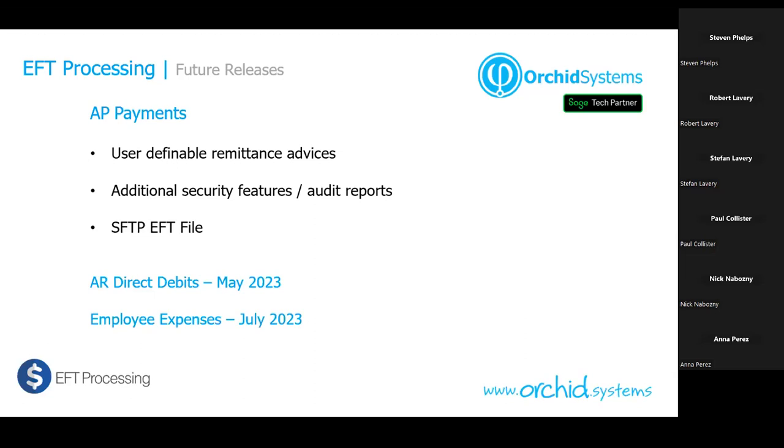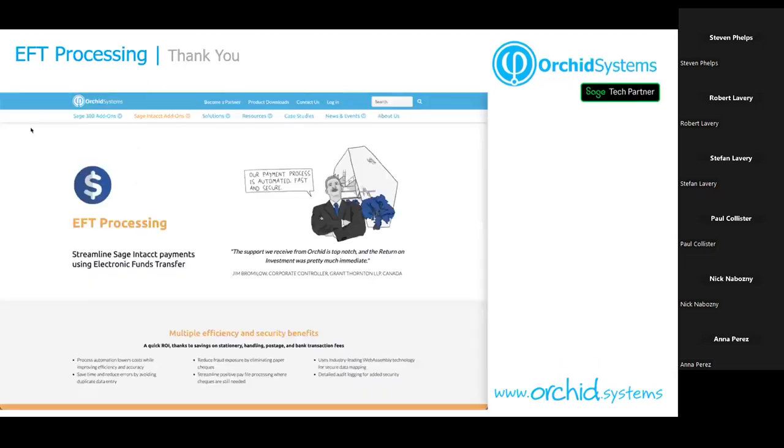So as you can see, there's a lot planned, a lot in development, because the uptake on the EFT processing with Sage 300 has been tremendous over the years, with over 5,000 different sites. But we've also found that with Sage Intacct, since we launched in November, we've been selling an average of 6 or 7 EFT sites every month since December. So we're very pleased with the response from the Intacct community.